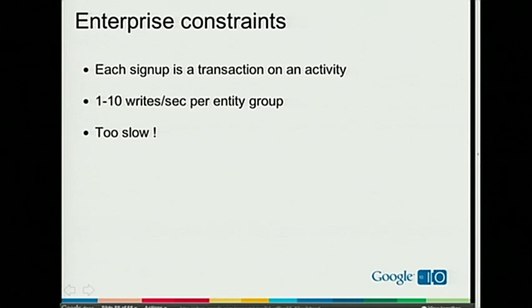Now, this is a natural approach on App Engine. But now, every sign-up becomes a transaction on a particular entity. And you cannot get a lot of transactions on the same entity at any given time. Basically, you're going to get 1 to 10, depending on what your application does. And 1 to 10 is just too slow for us. Think about it, like 12 users come at the same time, try to sign up. Some of them are going to get timeouts or a 10-second delay. That's not an acceptable user experience.